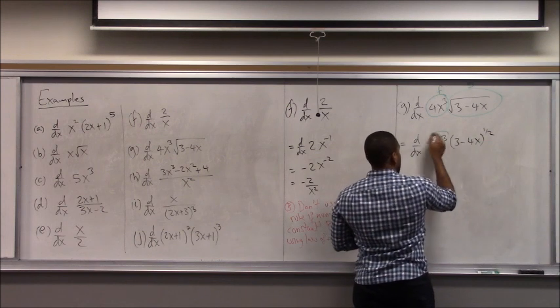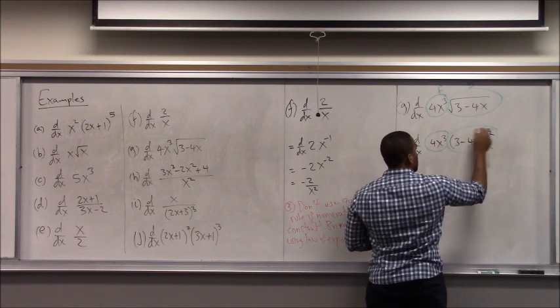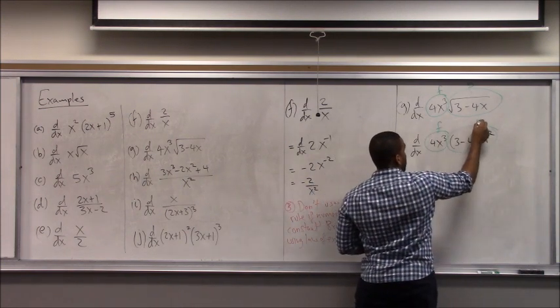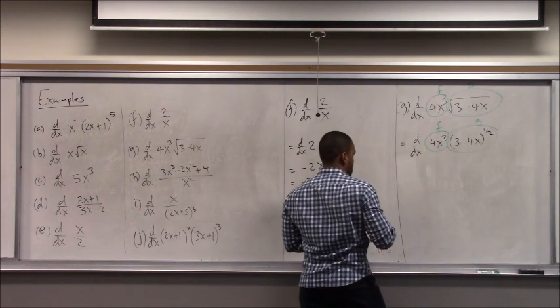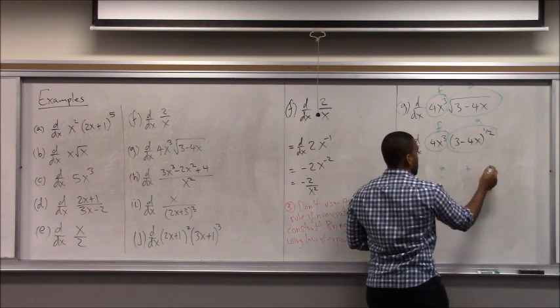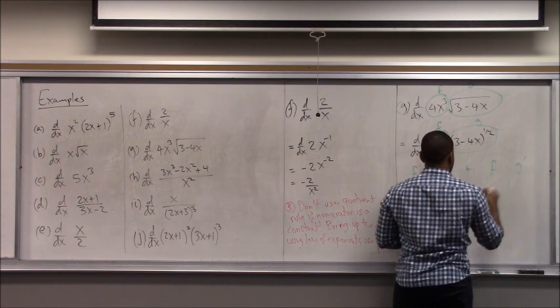Right? Because we have rules that have powers in them. We don't have a rule with a radical in it. I want things to look like the rules that I have. And so I know that that should become f prime times g plus f times g prime.